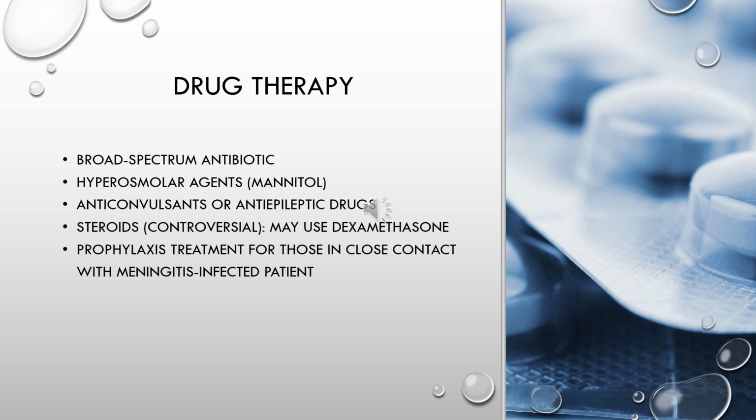Prophylaxis treatment for those in close contact with meningitis-infected patients. So they may treat somebody who has been exposed. Let's say you had an older couple that lived together, and the husband comes in and is diagnosed with bacterial meningitis. They may prophylactically give treatment to the wife who lived with him, because there's a possibility that she was exposed and could also be infectious. So they may do that prophylactically.